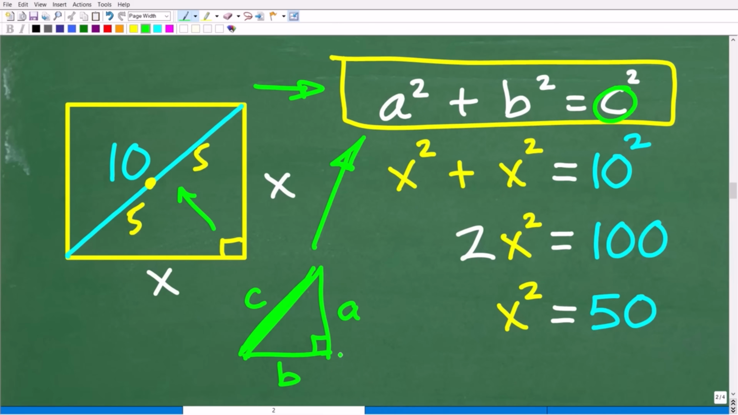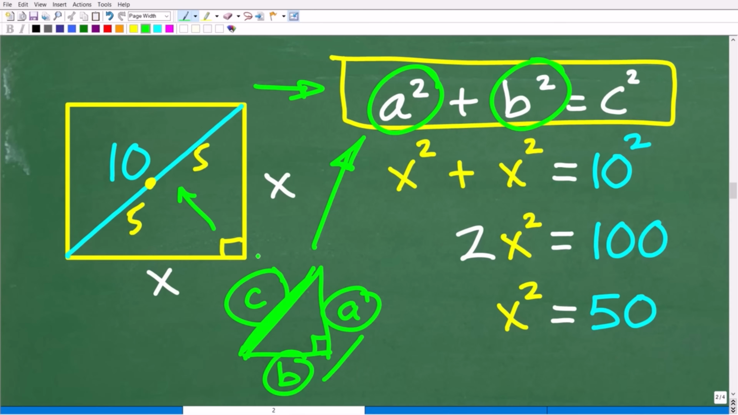Now, in this particular case, because our sides are x and x, it's like A and A. These are the same distance, but if we had different lengths for our right triangle, then one would be A and one would be B. But basically, the Pythagorean theorem states that if you square the smaller sides and add them together, it's going to be equal to the square of the hypotenuse. So let's use this Pythagorean theorem to figure out the side of this square here.